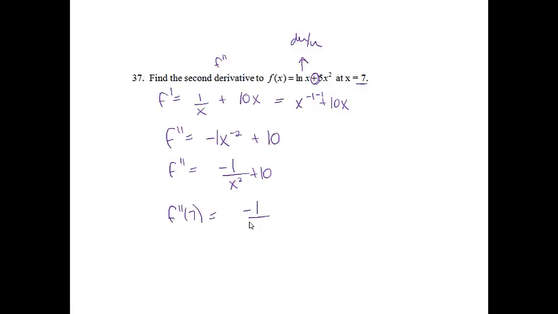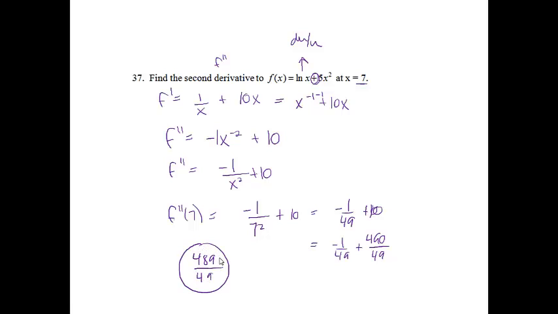So if I plug 7 in, I'll have -1 over 7 squared plus 10, which gives me -1 over 49 plus 10. And I could go a little bit farther. I'm going to go ahead and get a common denominator. So -1 over 49, and this will also be over 49. 10 times 49 will be 490. So if I go ahead and add like terms now, I will end up getting 489 over 49. That will be my second derivative.